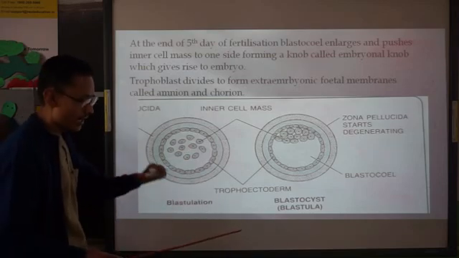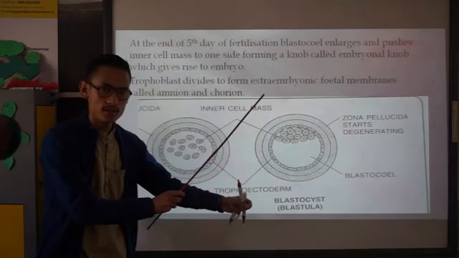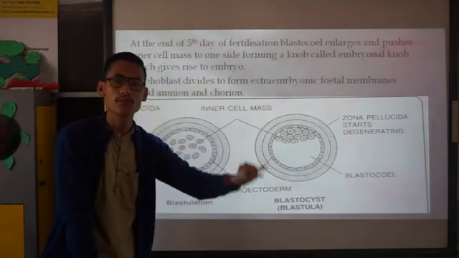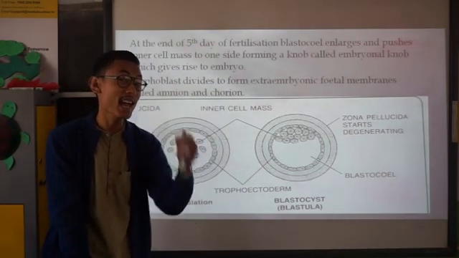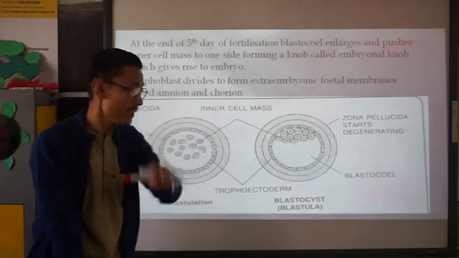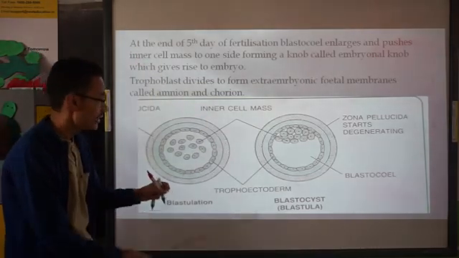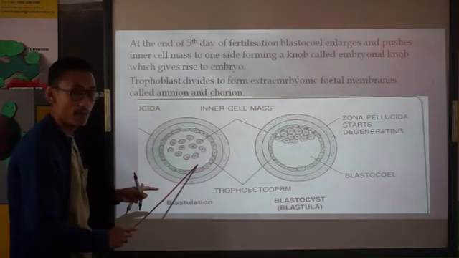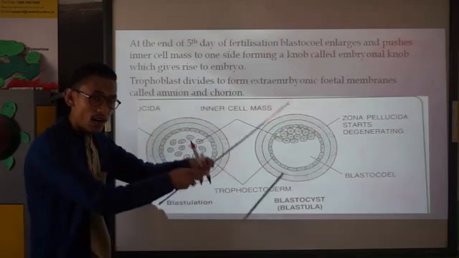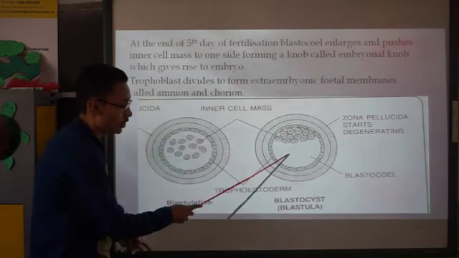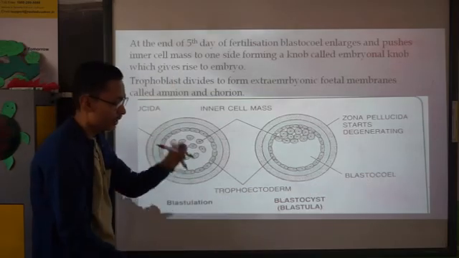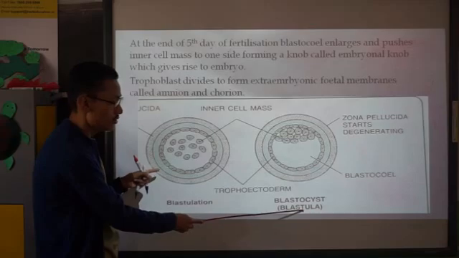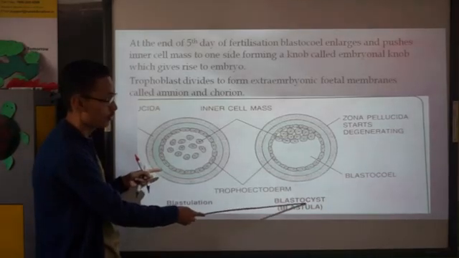Now what we have learned is that when the morula enters inside the uterus and comes in contact with the uterine wall, the glands of the uterine wall will secrete the glycogen-rich fluid called uterine milk. That uterine milk enters in between the trophoblast and the inner cell mass, and that will form a cavity which is called the blastocoele. So with the appearance of the blastocoele in the morula, the morula will change into a blastocyst.